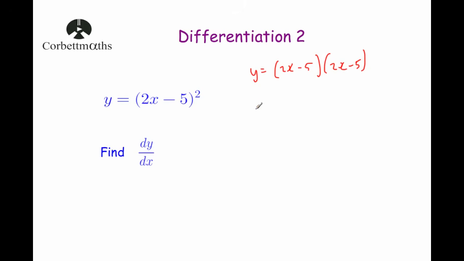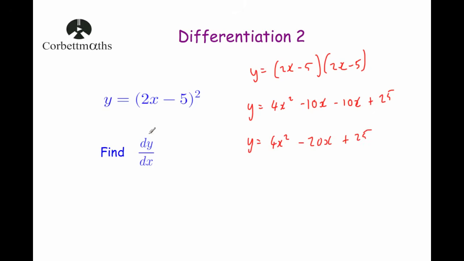Then if we expand the brackets, we're going to get y equals, well, 2x times 2x is 4x squared, 2x times minus 5 which would be minus 10x, minus 5 times 2x which would be minus 10x, and minus 5 times minus 5 which would be plus 25. Simplifying this would give us y equals 4x squared minus 20x plus 25.